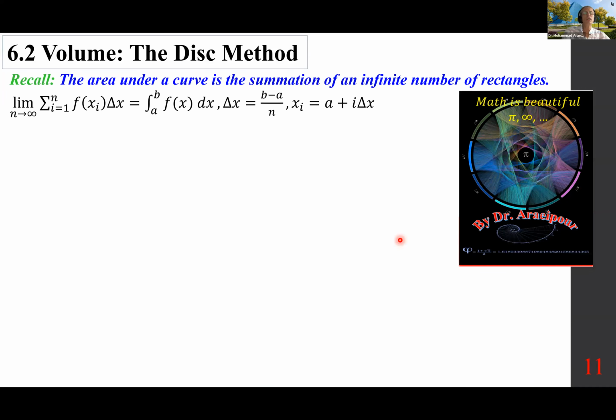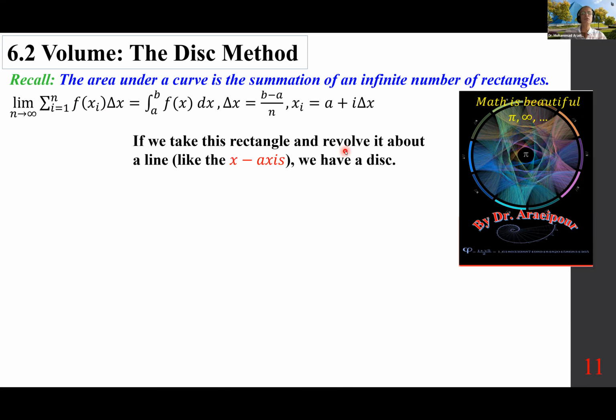So the disk method, first, let's remind everybody that the area under a curve is the summation of an infinite number of rectangles. The limit, as n goes to infinity, of the summation of i from 1 to n of f of x_i delta x, where delta x is (b minus a) over n, and x_i is a plus i delta x. We remember that.